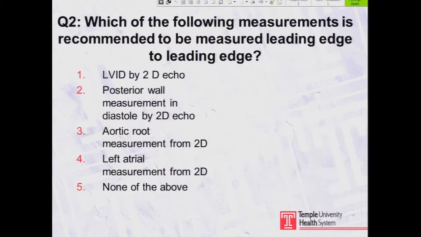So the next question: which of the following measurements is recommended to be measured leading edge to leading edge? The LV internal dimension by 2D echo, the posterior wall measurement in diastole by 2D echo, the aortic root measurement from 2D, the left atrial measurement from 2D, or none of the above? Go ahead and answer.